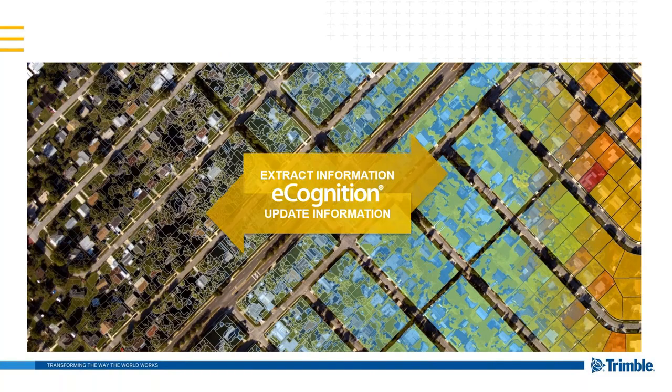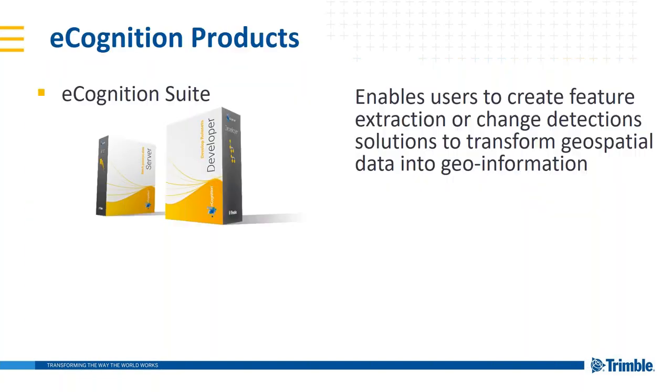eCognition is all about extracting this geospatial information from our input data. Again, that can be in the form of an optical image, whether it's coming from a satellite or an aerial flight or UAV data, and also to update certain cadastral data sets with new information that could be coming from new imagery that's been flown over the past year or so.